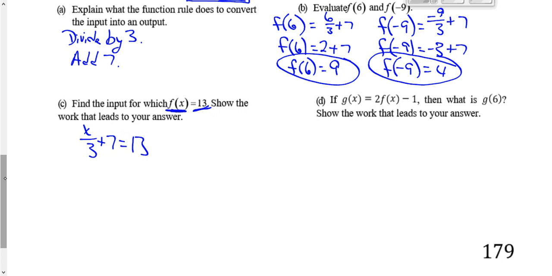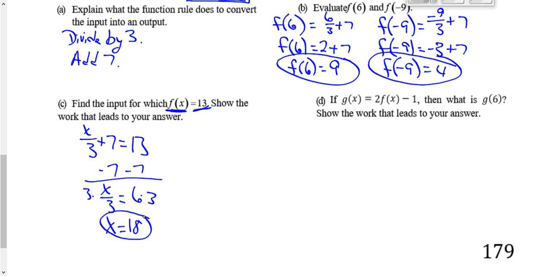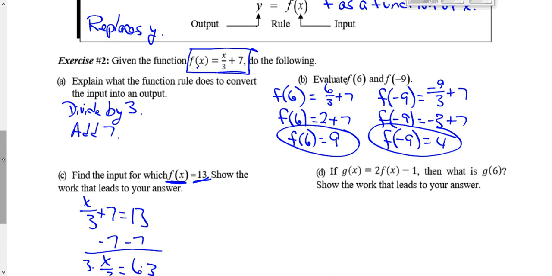Subtract 7 first, reverse PEMDAS. So x over 3 equals what? 6. And now what? So you get an x of what? 18. Okay? So again, this one was backwards, right? And the other ones, they were telling us what to plug in for x. And this one, they're telling us the function is going to equal 13. What x makes that happen? So you just solve for x, that's all.